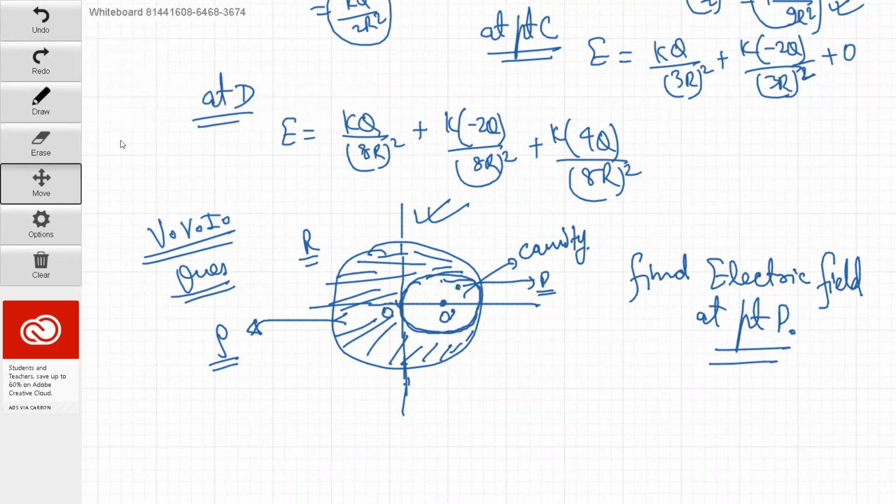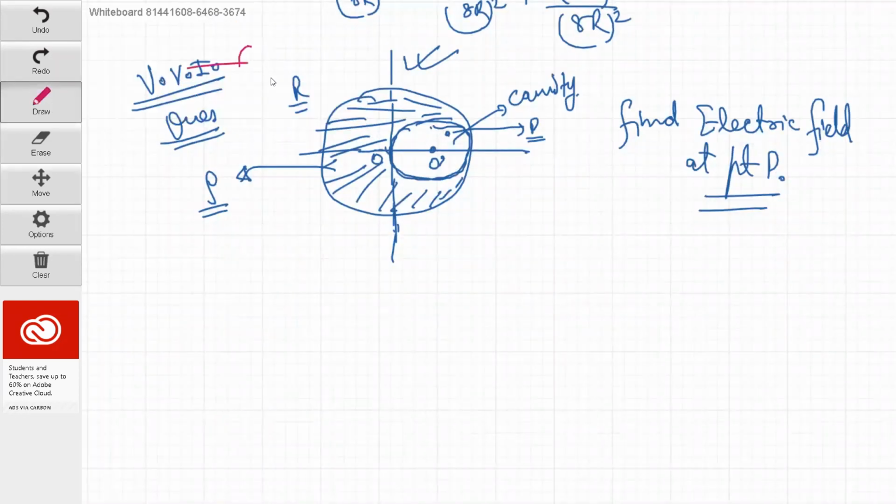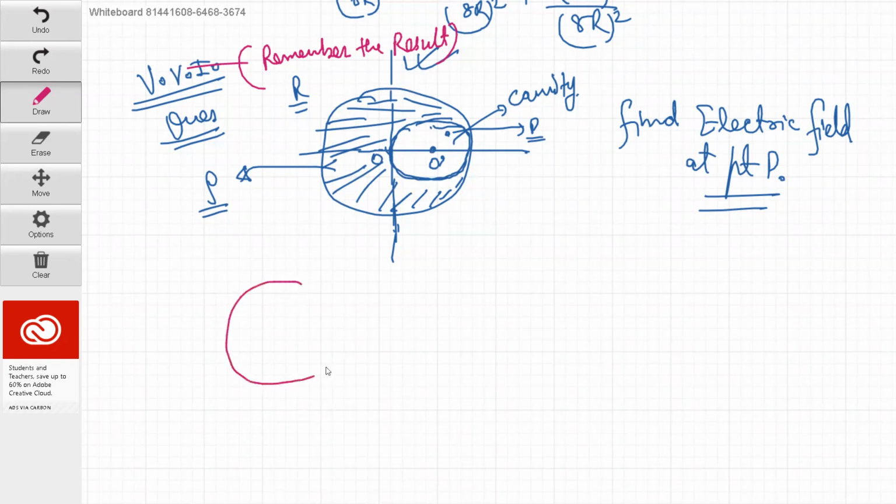So let me discuss. This is really very, very important. Remember the result of this question. So this is the P point. Can I say that if this is the cavity, we have not studied the electric field of such a structure? Can I say that this is the mixture of two spheres, this one and this one.